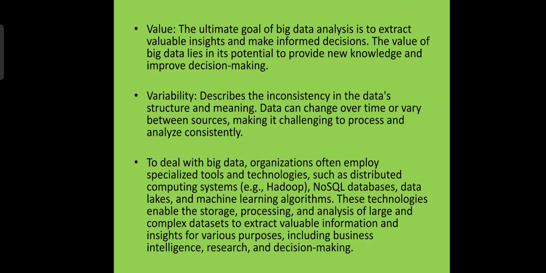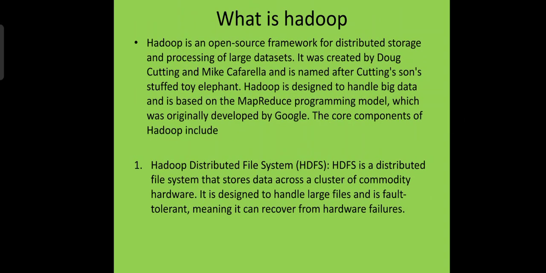So big data is usually known by what you have already seen: volume, velocity, variety, veracity, value, and variability. These are the V's we are using in big data. So that's the main thing. We are using Hadoop in this concept, and we're going to see what is Hadoop.